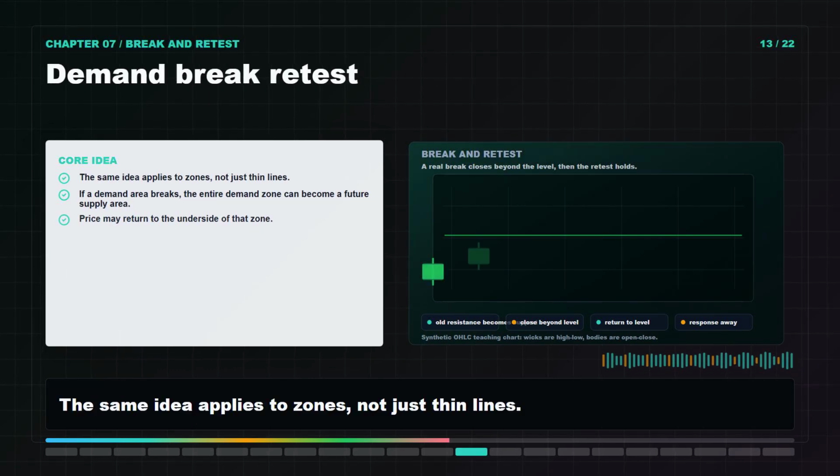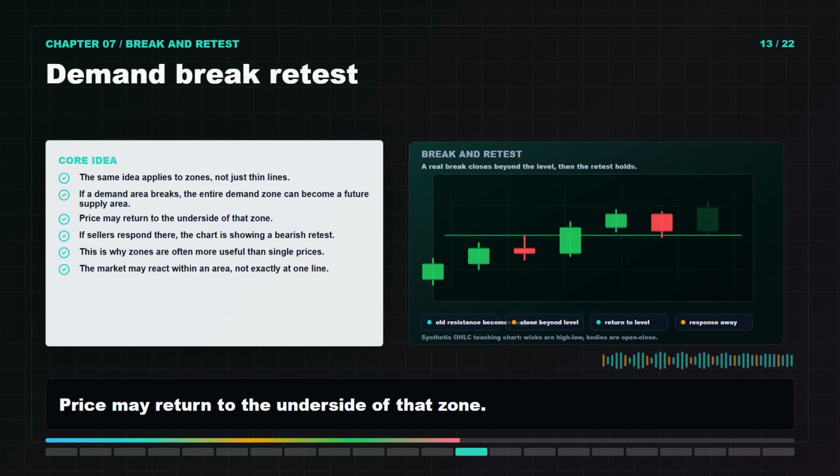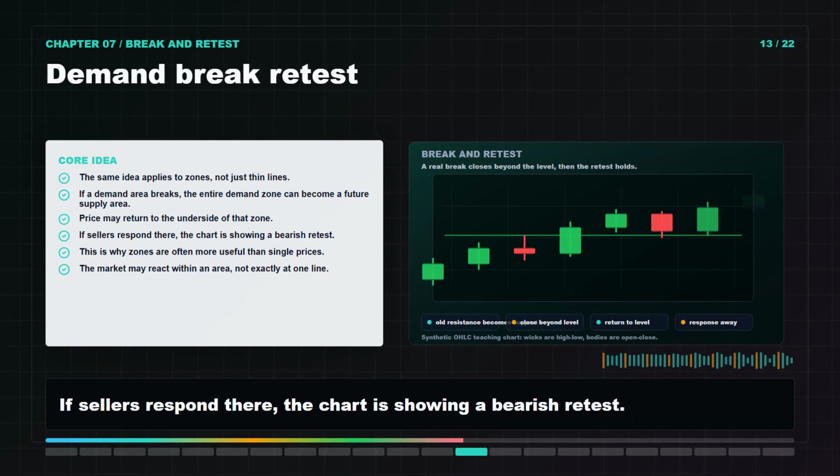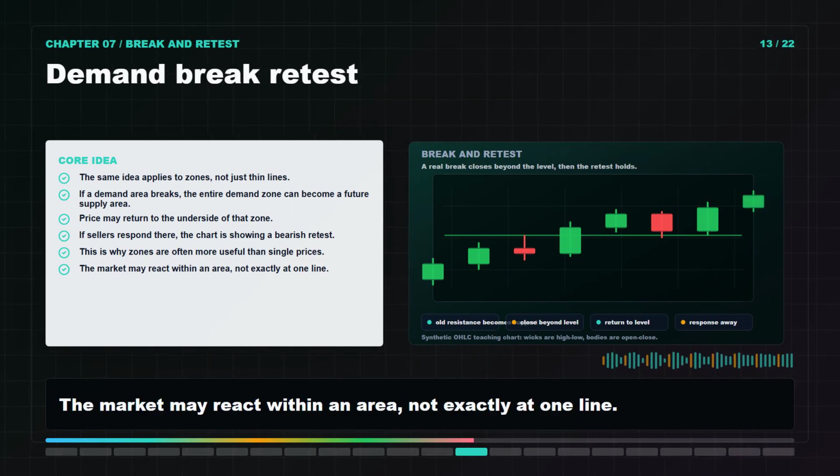The same idea applies to zones, not just thin lines. If a demand area breaks, the entire demand zone can become a future supply area. Price may return to the underside of that zone. If sellers respond there, the chart is showing a bearish retest. This is why zones are often more useful than single prices. The market may react within an area, not exactly at one line.